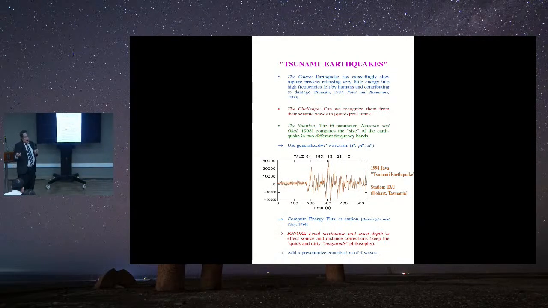What can we do? What we can do is try to look at the P waves. This is the P waves of Java, I think, 1994. And what you see, if you're a seismologist, is that the P waves are extremely low frequency. This is 100 seconds, so the main energy here is really at something like 10, 15 seconds of period, not 1 second like you would expect for typical P waves.